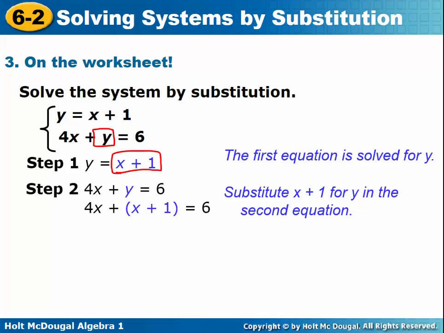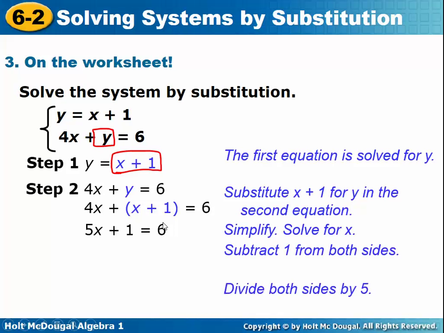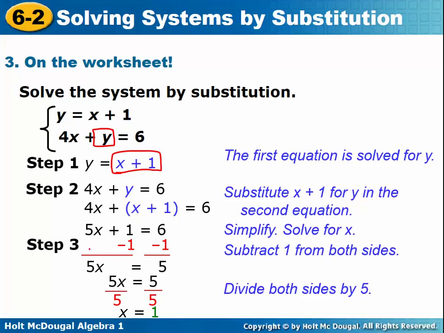So in our second equation now we have 4x plus x plus 1 equals 6. We don't necessarily need these parentheses here. Now step 3 is to solve that equation for x. They combine their like terms here. So we had 4x plus 1x is 5x, and then there's the plus 1. Now we're going to solve that for x. So we need to subtract 1 from both sides, and that would give us 5x equals 5. Then divide both sides by 5, and we get x equals 1.